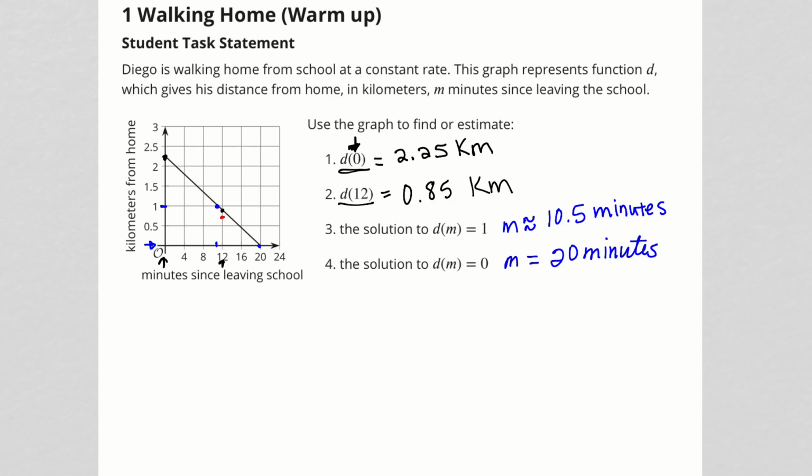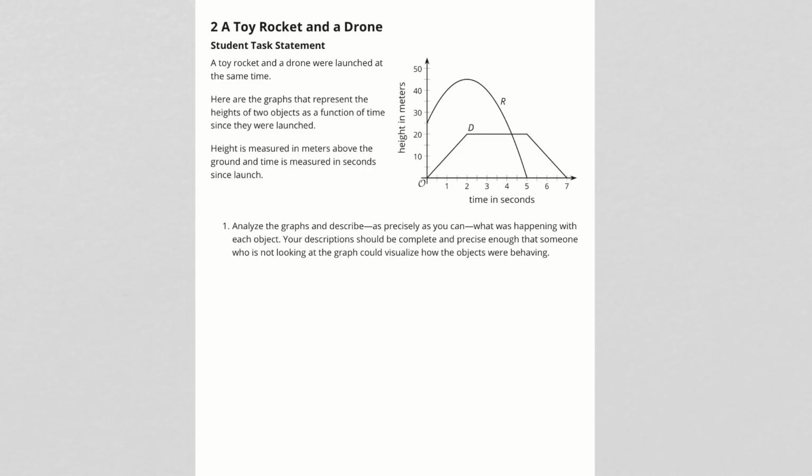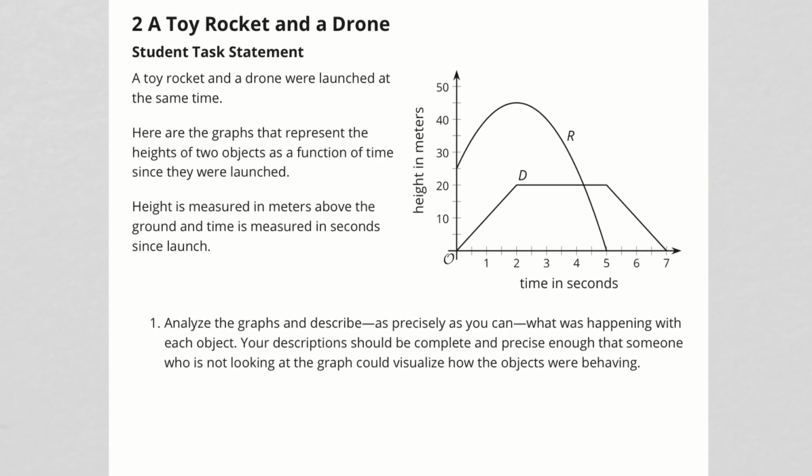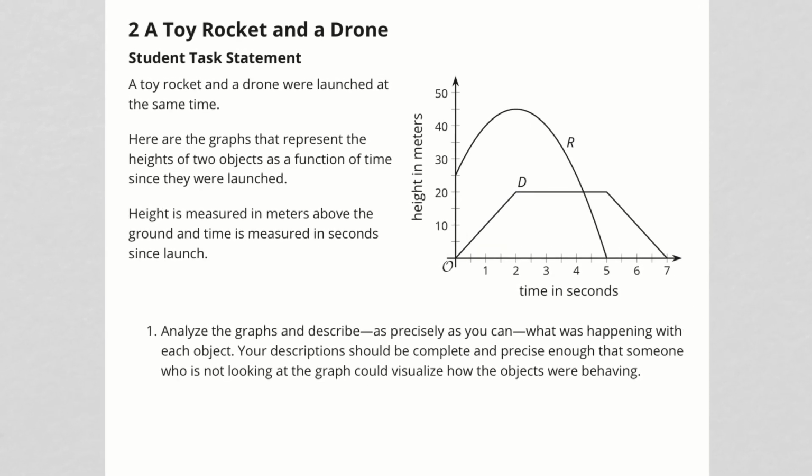All right, we're going to go on to 6.2. It's on my next page. It's probably starting on the same page that you guys were on. We have a toy rocket and a drone. A toy rocket and a drone were launched at the same time. Here are the graphs that represent the height of the two objects as a function of time since they were launched. Height is measured in meters above the ground, and time is measured in seconds since the launch. Analyze the graphs and describe as precisely as you can what was happening with each object.